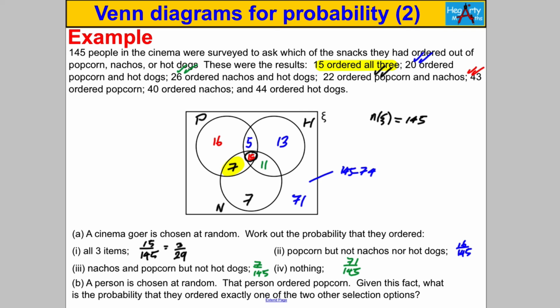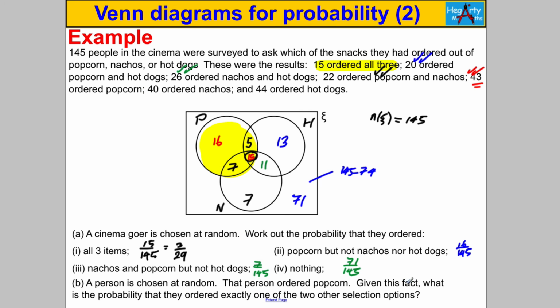Okay, the last question, one of these given questions, it says a person is chosen at random. That person ordered popcorn, so you are only interested in the people who ordered popcorn. Given this fact, what is the probability that they ordered exactly one of the other two selections? Now, out of the people in this section here, and you know how many there are, the people that ordered popcorn, there are 43 of these people in this section.